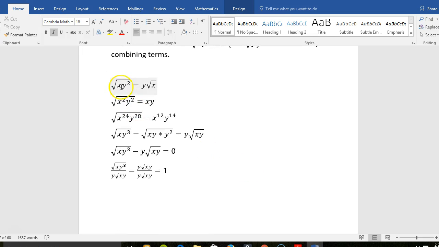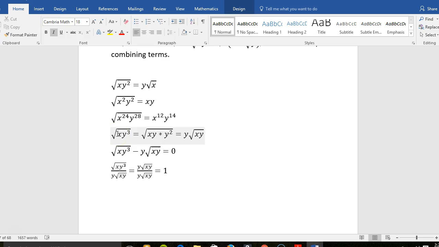Like the square root of xy squared. Guys, remember there's an understood index of 2 here, and for the y term, 2 divided by 2 is 1, so this comes out as y to the 1. After all, the square root of y squared is just y, if y is positive, and we are assuming that all variables are positive throughout this whole video, from beginning to end. So we got y times the square root of x, and now the square root of x squared y squared equals xy. Again, we're assuming all variables are positive. And the square root of x to the 24th y to the 28th is x to the 12th y to the 14th.